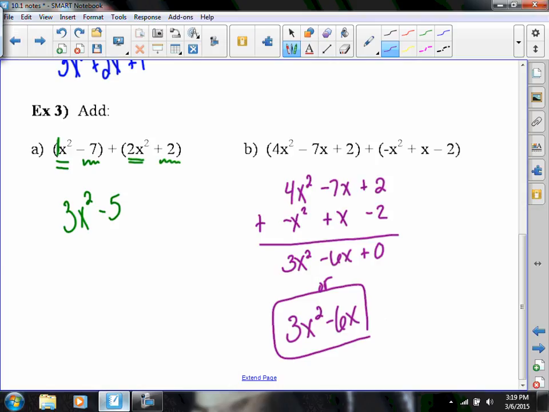So the vertical way is nice because it does help you put everything in descending order and then line everything up. For the horizontal, you don't necessarily have to put it in descending order. You can just mark them or find them and then add them together. The like terms, that is.